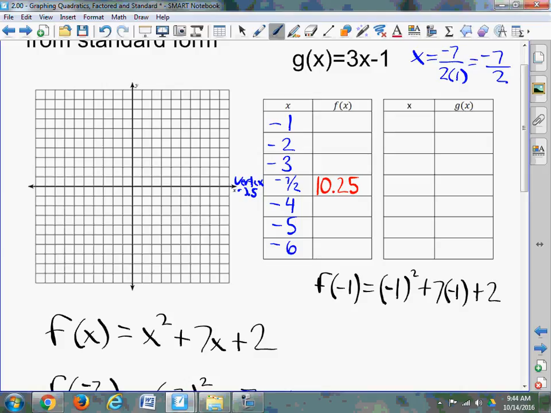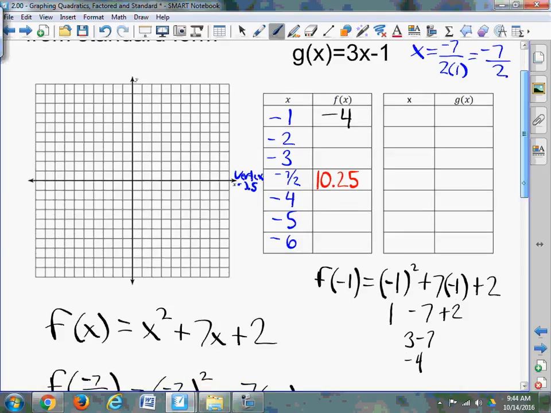All right, so -1 squared, that's -1 times -1, which is +1. 7 times -1 is -7. And then we have the plus 2. Well, 1 plus 2 is 3, so 3 minus 7, we get -4. All right, and then we can do the same thing for -2.